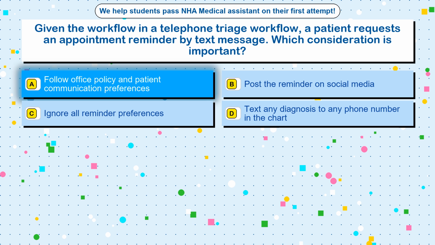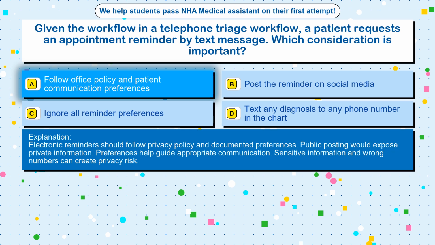The correct answer is option A. Follow office policy and patient communication preferences. Electronic reminders should follow privacy policy and documented preferences. Public posting would expose private information. Preferences help guide appropriate communication. Sensitive information and wrong numbers can create privacy risk.